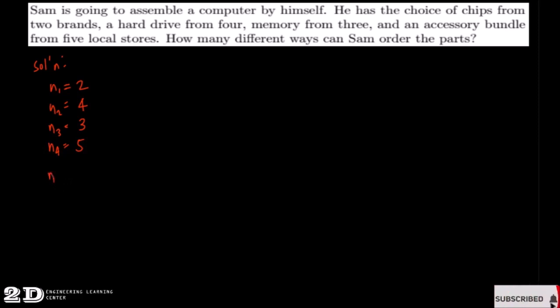Okay, so the number of ways he could order the parts is the multiplication rule of these events. So we have 2 times 4 times 3 times 5. Okay, so maybe now we will use our high-tech calculator in this one.